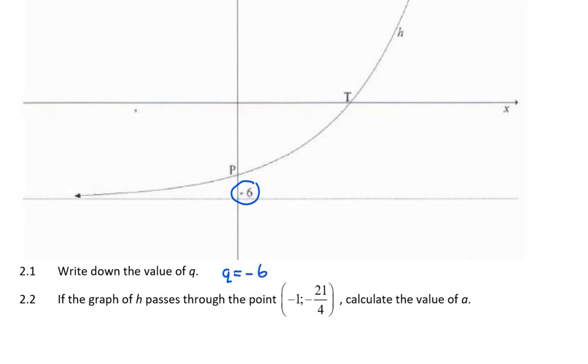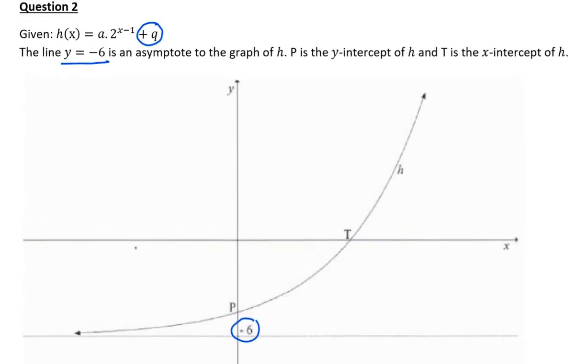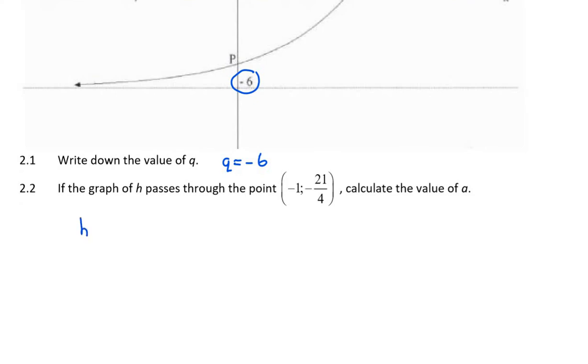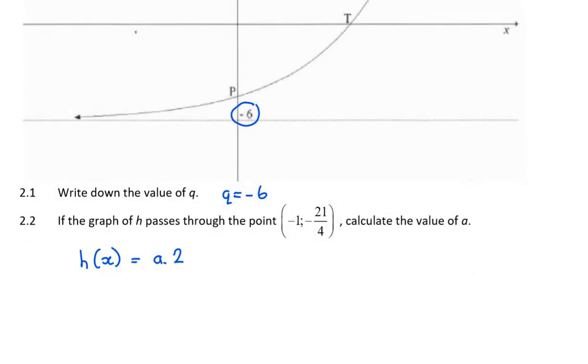Okay, now it says if the graph of h passes through that point, now it's given you a point, calculate the value of a. So basically, can we find the equation of this function? So why don't you hit pause for a second and try this out. Okay, I'm hoping that you've tried it, in which case you will know that you have a times 2 to the x minus 1 minus 6.